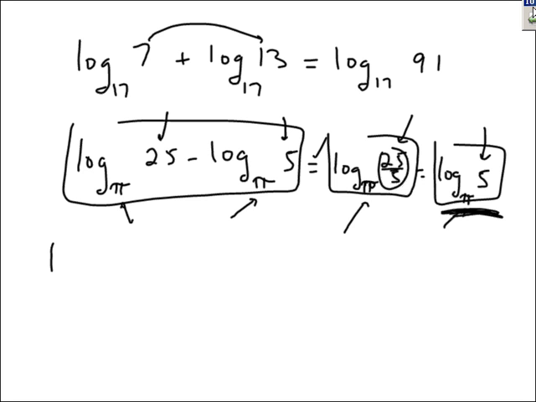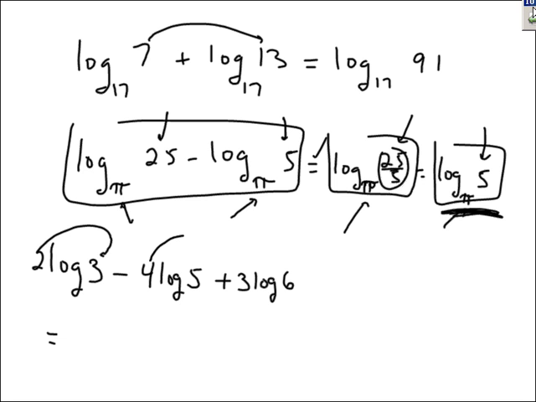If you were asked to find 2 log of 3 minus 4 log of 5 plus 3 log of 6, just remember the numbers in front are powers. So we're writing one log. If you have a plus in front, you go on the top. Minus in front, you go on the bottom.